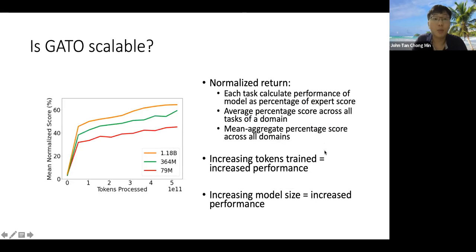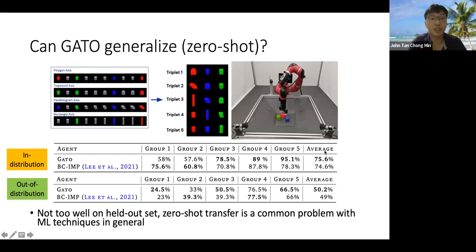Okay, I'll move on. I have a discussion section later, so we can talk more then. Let me just finish the last 2 slides. The key thing to find out is, can GATO generalize? I'm not too interested in whether GATO can fit the training distribution.